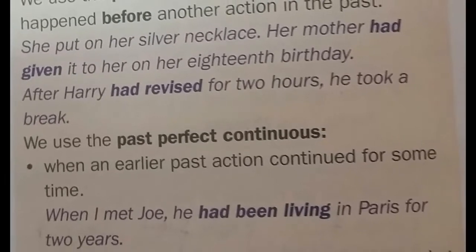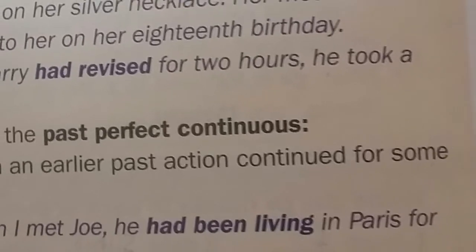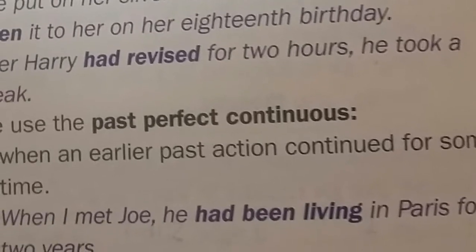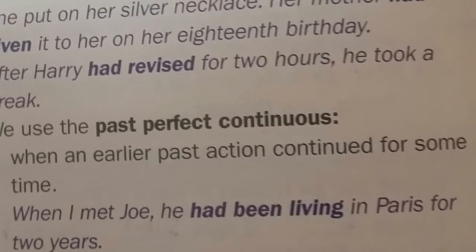Now, the function of past perfect continuous. We use the past perfect continuous when an earlier past action continued for some time before another past action. معناه انه ال past perfect continuous كمان زيه زي ال past perfect simple. It happens before the past simple. بس شو مشكلته؟ انه continuous. It was continuous in that time. كان مستمر في هذاك الوقت.